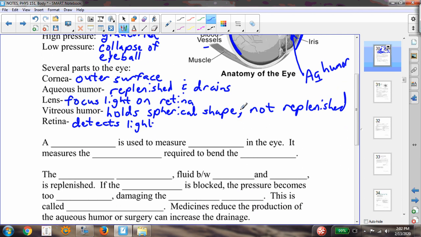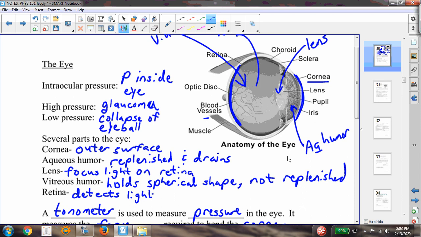A tonometer is used to measure pressure in the eye. It measures the force required to bend the cornea. So if you've been to the eye doctor, they take this little tool, they hold it up to your eye, and it blows a little puff of air onto your cornea. If you've ever been to the optometrist, they'll do this. And that's just to measure the pressure in the eye, in the aqueous humor.